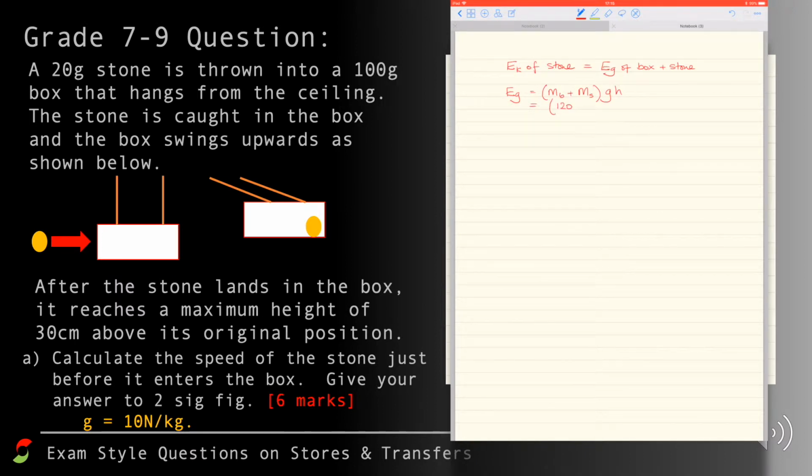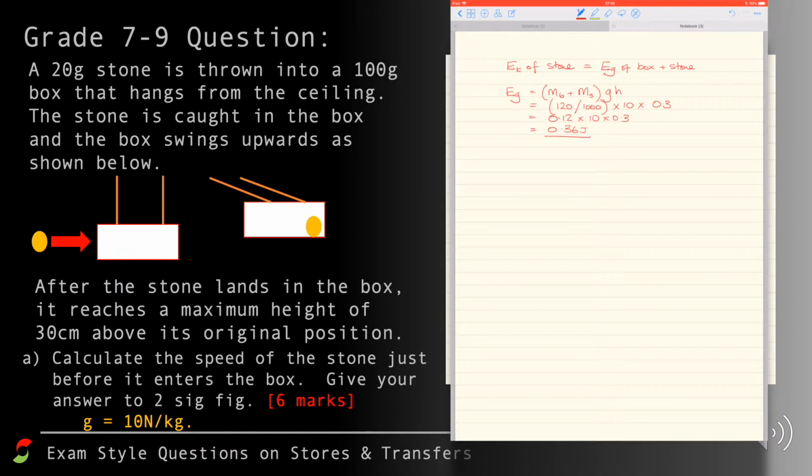So the mass of the box and the stone together is 120, but we need to convert that into kilograms. So we need to divide that by 1,000. That's in kilograms now. Multiplied by 10 for g, and 30 centimeters, but 0.3 because we have to convert it into meters. Chuck that into our calculator. Well, step by step, 0.12 times 10 times 0.3, and that's a nice straightforward equation now to calculate 0.36 joules as our gravitational potential energy of the box.